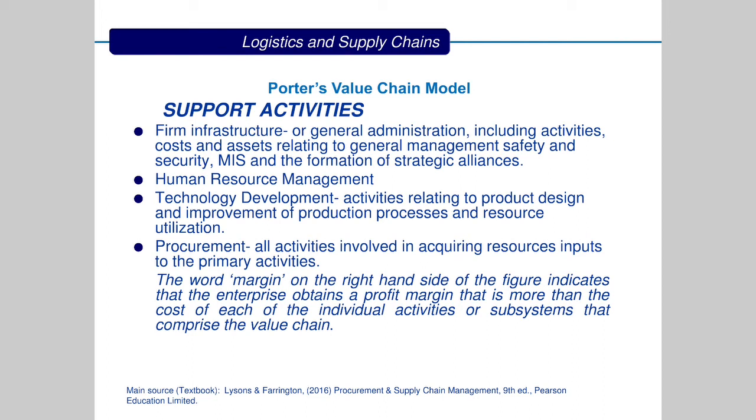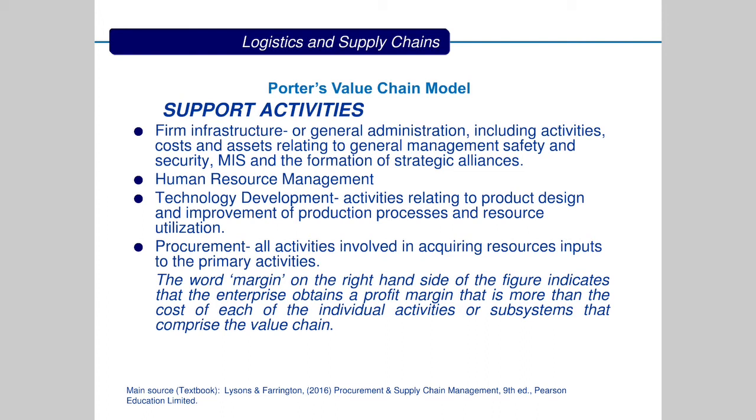Then comes procurement. Procurement means purchasing, which you are studying as this subject. All the activities which are involved in acquiring resources, inputs, material, supplies for the organization to produce. Produce means primary activities, production. So those are procurement activities. Purchasing departments do the procurement. Unless it does, the main activities, the primary activities, cannot be performed.